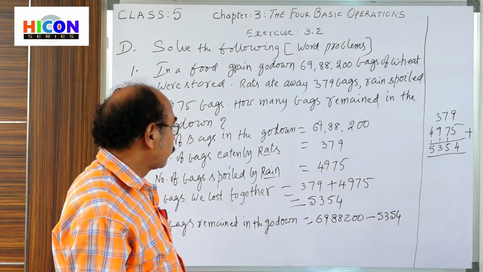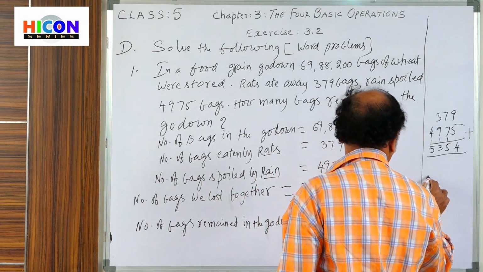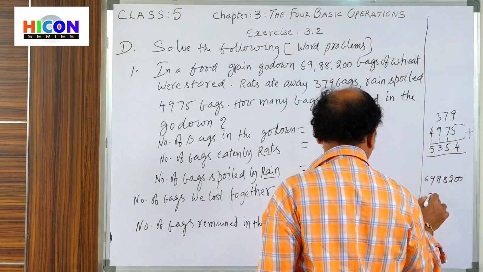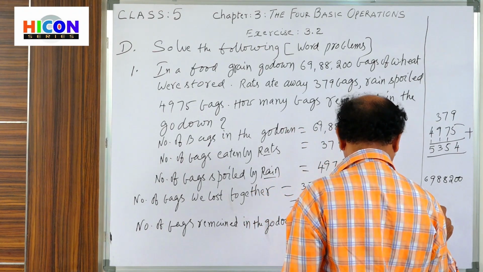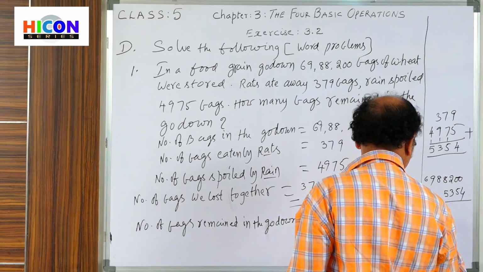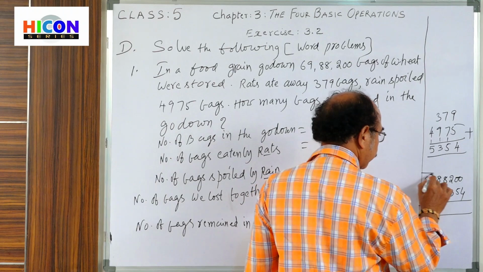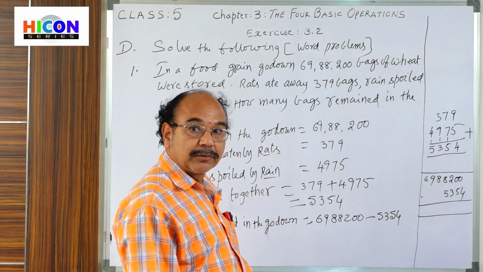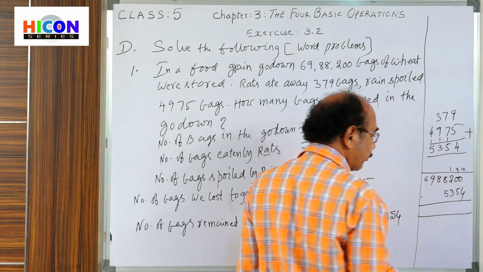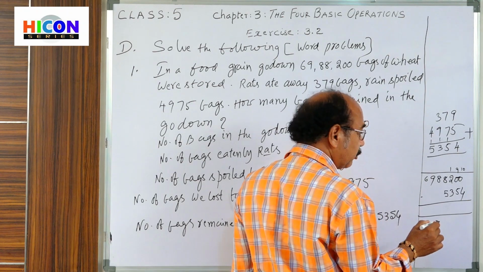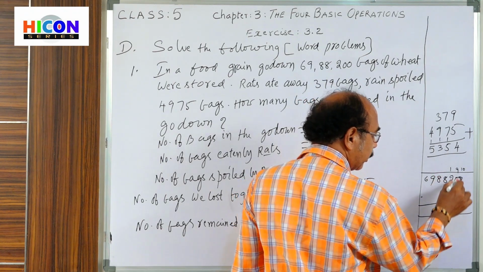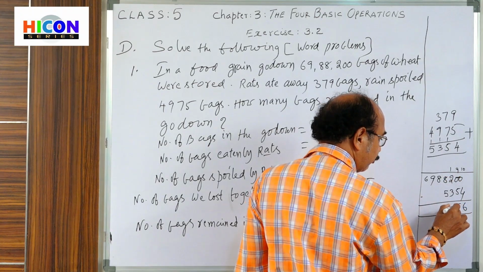Now here it is subtraction. 69 lakhs 88,200 minus 5,354. 0 minus 4, subtraction not possible, so take a borrow. The 2 gives the borrow, so write 1 there, and here 9, here 10. 10 minus 4 is 6. Here 9 minus 5 is 4.